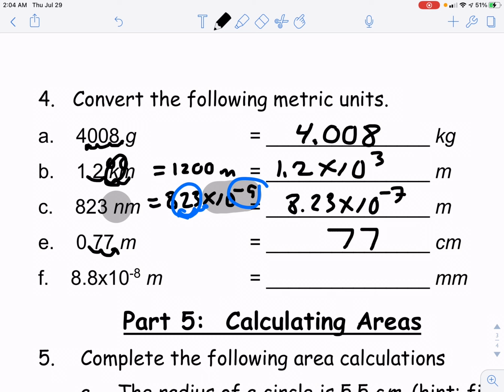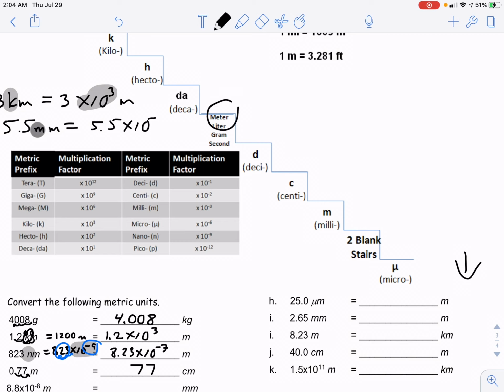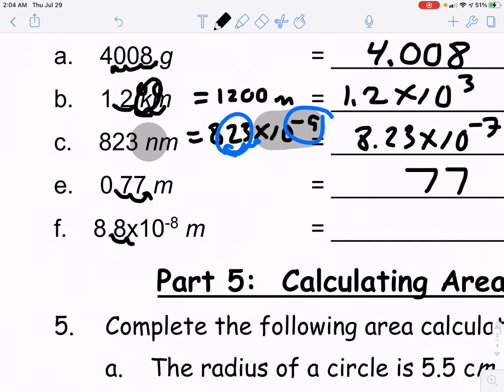Okay, letter F. 8.8 times 10 to the 8 meters is how many millimeters? Well, again, I'm going to show this to you by taking the stairs. To go from meters right here to millimeters, you have to go down 1, 2, 3 stairs, because milli is all the way down here. So this becomes 8,800 times 10 to the negative 8.